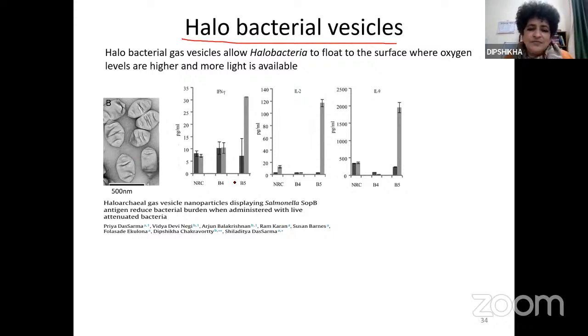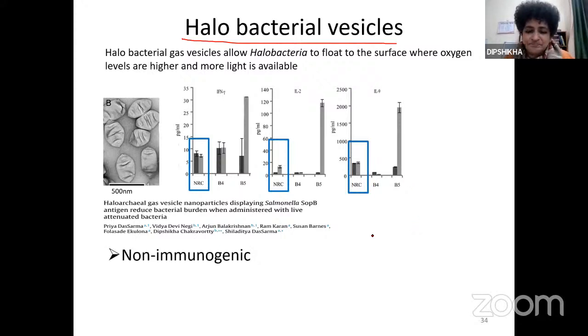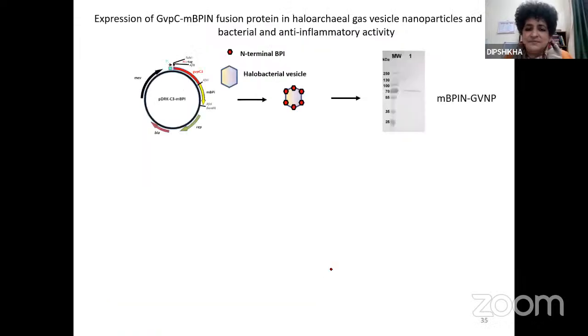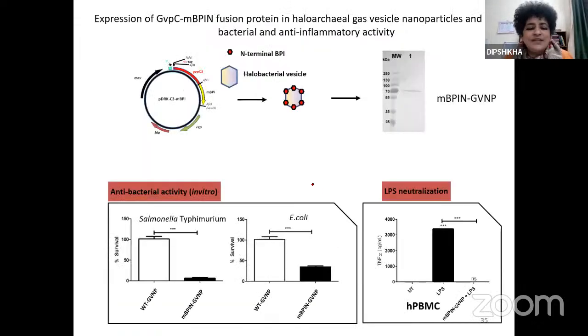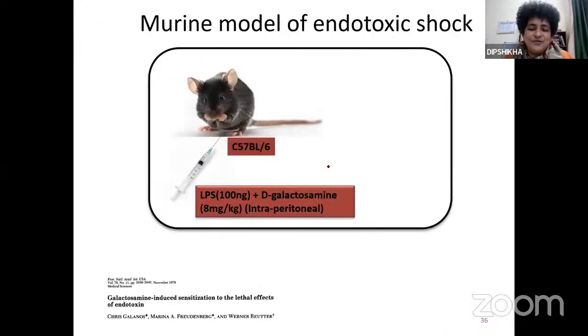Now this week we got a Bill and Melinda Gates Foundation grant with my collaborator Sheila Ditya at the University of Maryland, and he is an expert in halobacterial culture. Why is it so important? Why is it so novel compared to other nanoparticles? Because this is non-immunogenic. It is made from the halobacterium. It's very easy to purify and it's extremely stable. We will not get into the details of this. If anyone is interested, kindly make a call and we can discuss further.